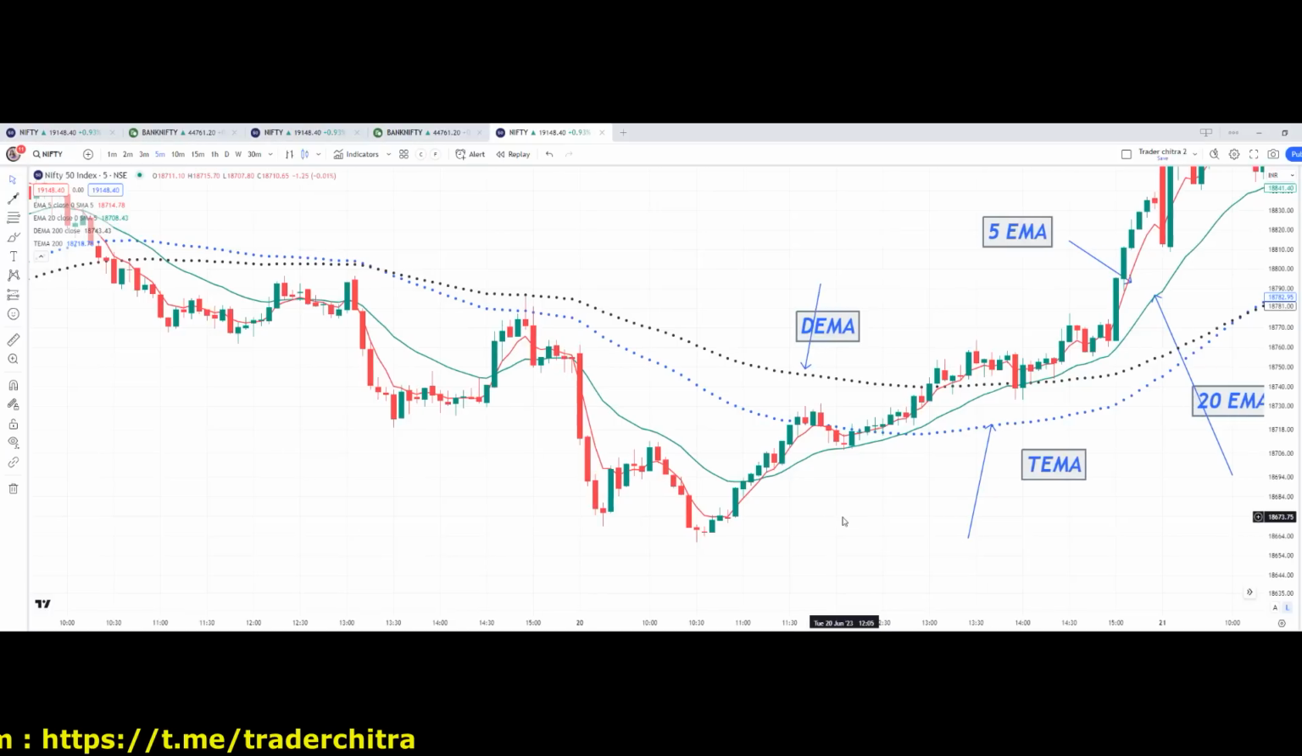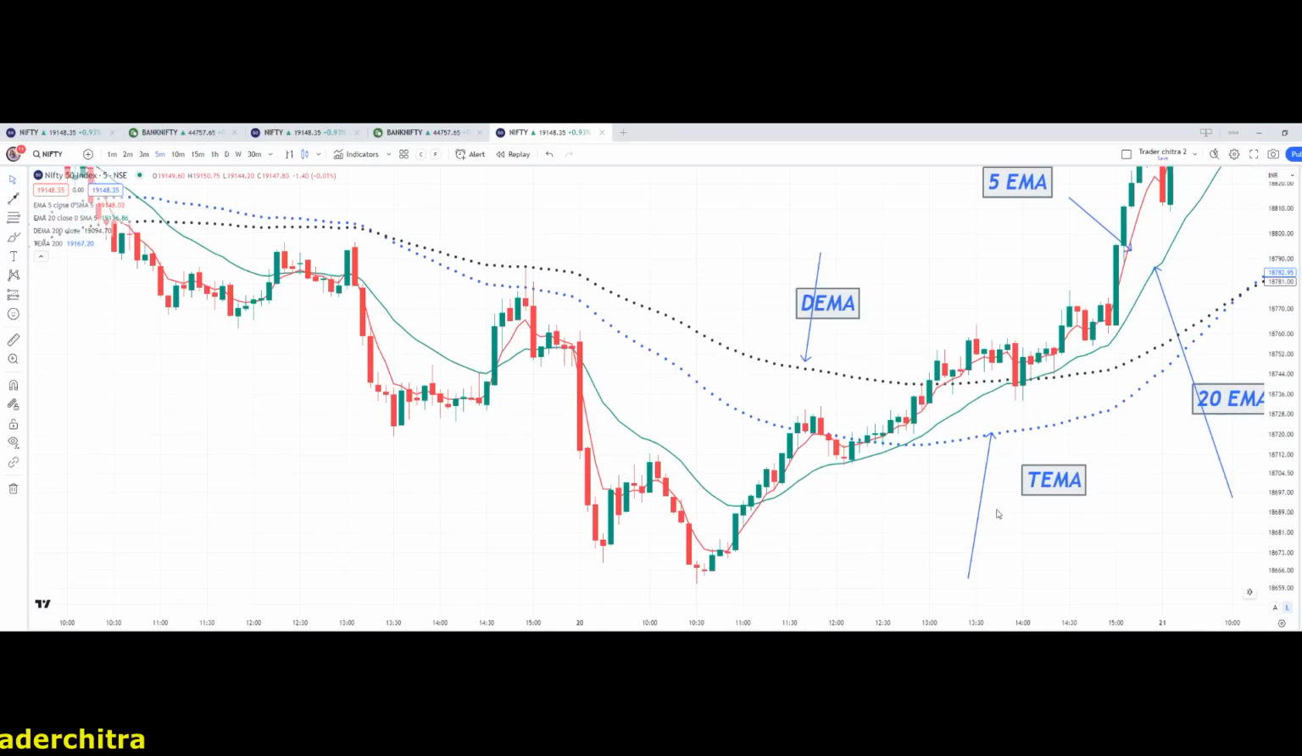Now we can see how we can enter into the long trade and short trade. We will be entering into the long trade if we get the bullish cross. That is, if the 5 EMA is crossing the 20 EMA, we can enter into the long trade. But we got the trade here. We can understand that there is a TMA here, that is a triple EMA, so that is acting as the resistance.